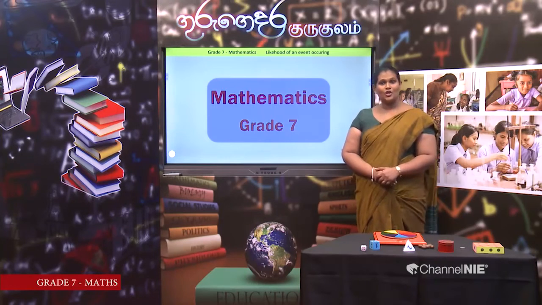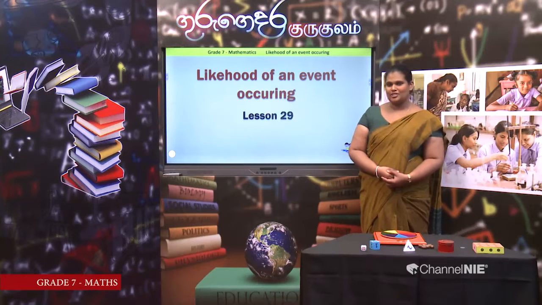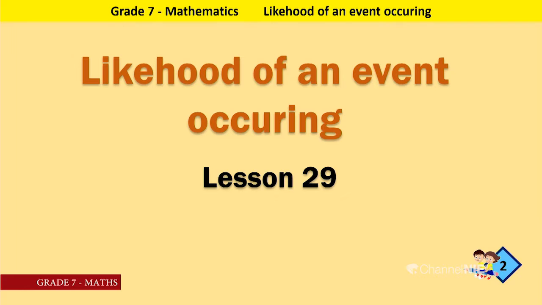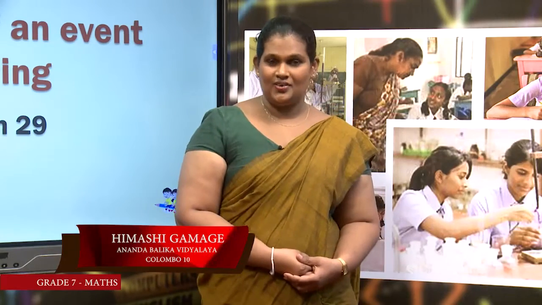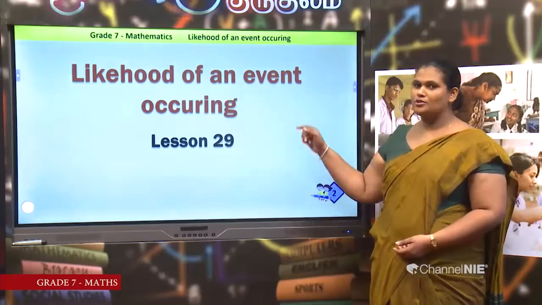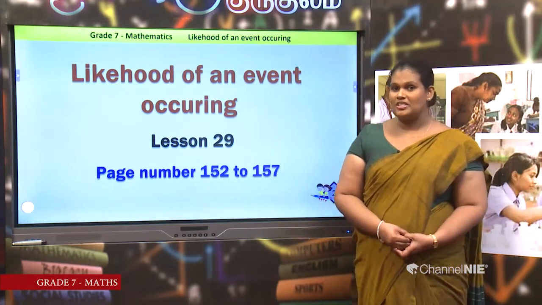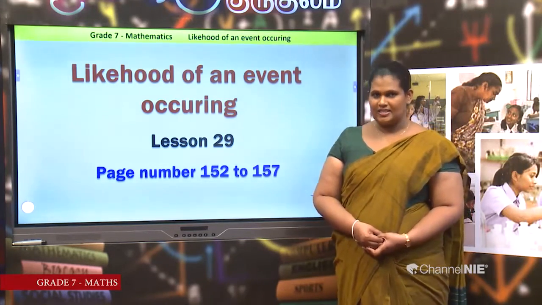Today we are going to talk about the 29th lesson in your mathematics textbook, that is likelihood of an event occurring. So now quickly take out your mathematics textbook part 2 and turn to page number 152. There you can find the lesson. Before moving to the lesson, I thought of telling you which competencies you are going to complete by learning this lesson.